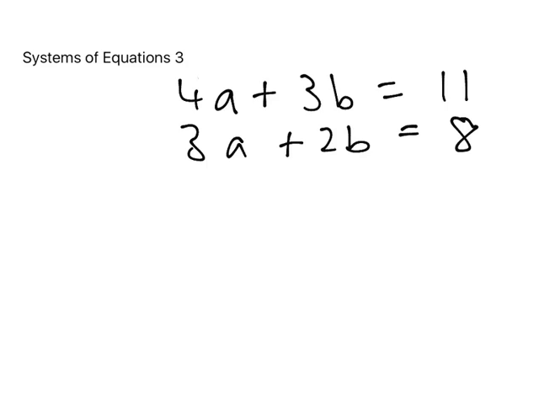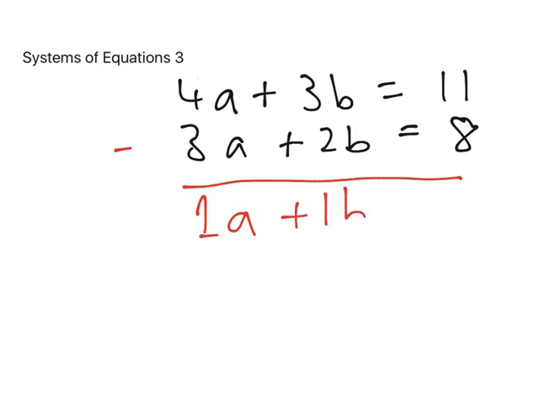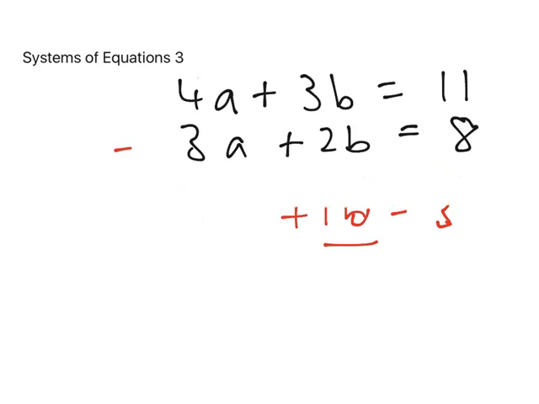4a plus 3b equals 11. 3a plus 2b equals 8. Well, they're all positive, so let's try subtracting them. Let's see what happens. When we subtract, we get 1a plus 1b equals 3. The problem is a and b are still there, so we still can't solve them individually. So in fact, we can't actually subtract them yet.